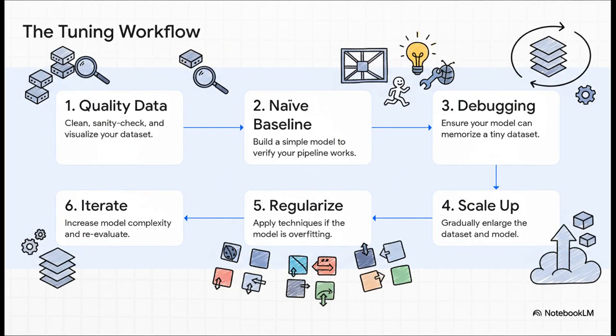So here are the 6 steps. 1. Start with quality data. 2. Build a super simple, naive baseline model just to make sure your pipeline is working. 3. This is a key debugging step. Try to make your model perfectly memorize a tiny little batch of data. If it can't, something is broken. 4. Once that works, you gradually scale up.